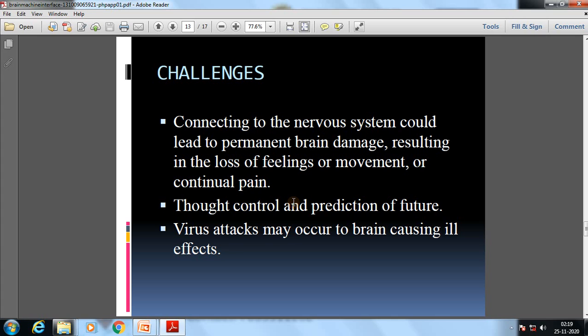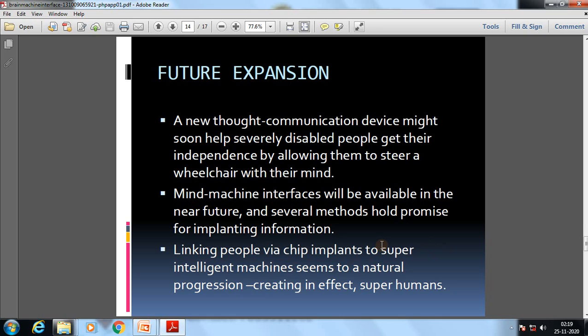Okay, so the next page, future expansion. The future expansion is a new thought communication device that might soon help severely disabled people get their independence by allowing them to steer a wheelchair with their mind. Mind-machine interface will be available in the near future, and several methods hold promise for implanting information. Linking people via cheap implants to super intelligent machines seems a natural progression, creating in effect superhumans.